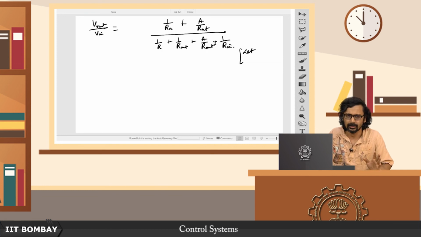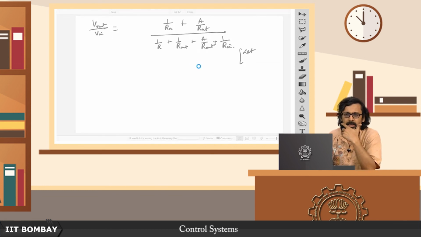But now I am saying that in this non-ideal case, what you might as well try to do is take one of those parameters to be ideal and the other two to be non-ideal. So what do I know about the ideal case? About the ideal case, I know that A tends to infinity, R_out tends to 0, R_in tends to infinity.